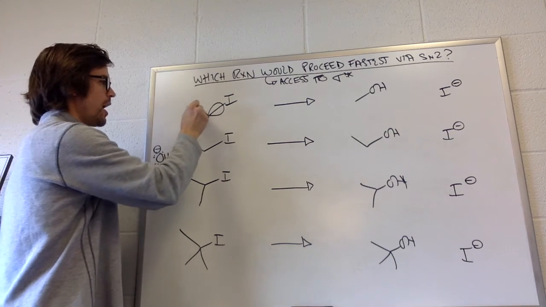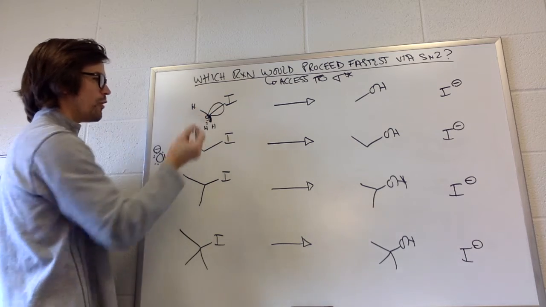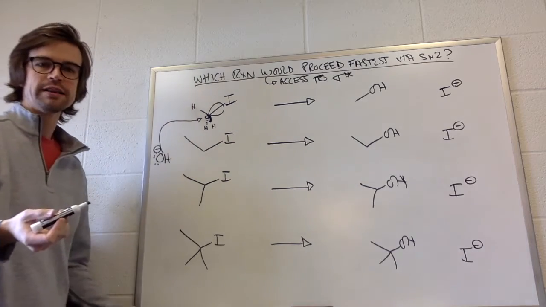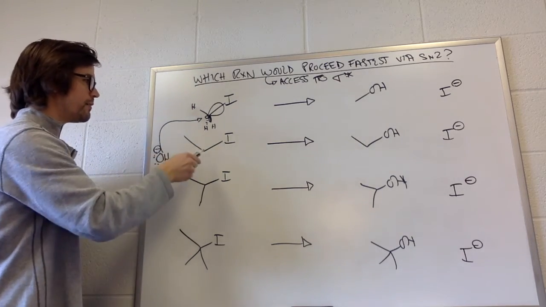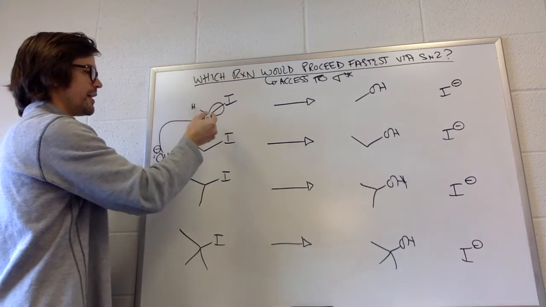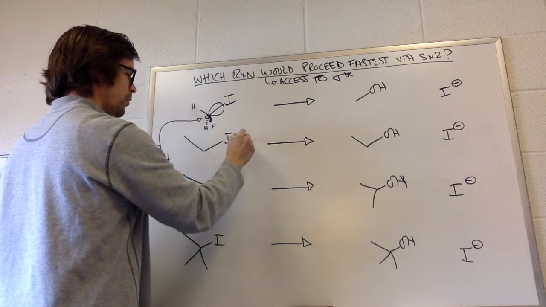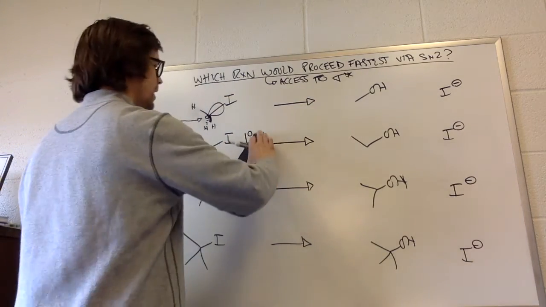This first one at the top just has 3 hydrogens around that antibonding orbital. It's going to be really easy for that nucleophile to get there, right? There's not a lot around that sigma star orbital. This we would say is a methyl iodide. This is a primary alkyl halide.